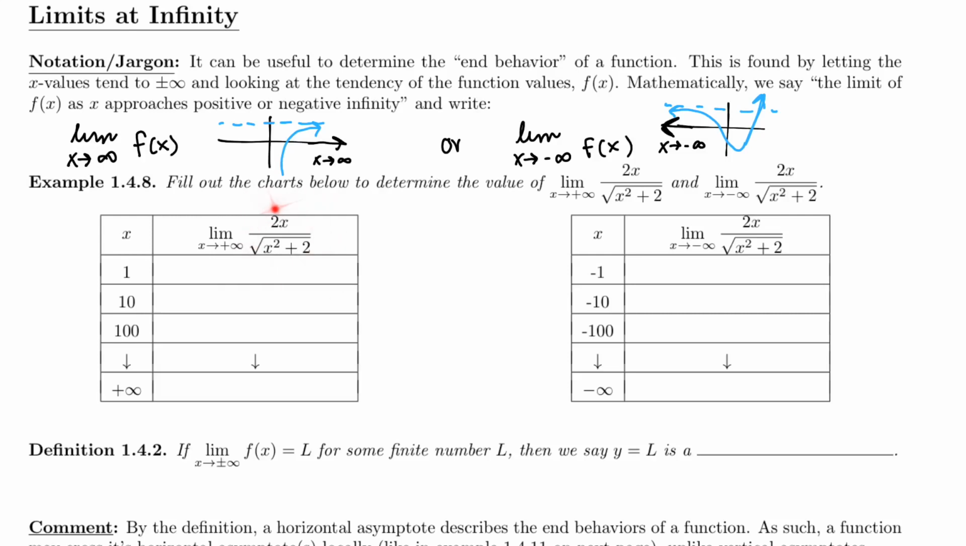So we have this function here, and we can plug these x values into this function to see what the y values are. Remember, when you plug in these x values, you're trying to figure out what the y values of this function are. So plugging in 1, you have 2 times 1 over the square root of 1 squared plus 2. So 2 over the square root of 3. Plug that into your calculator. You should get 1.154.